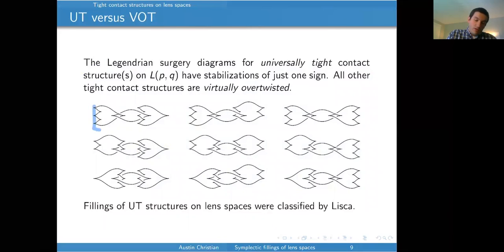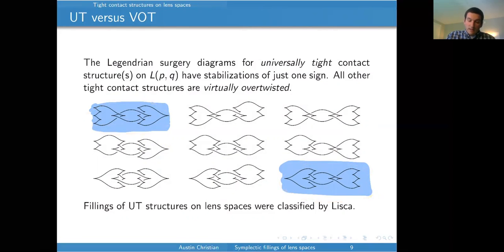Okay, so some of these are universally tight. So the first and last here, where all of the stabilizations in our diagram across all knots all have the same sign. So in this first picture, they're all positive, and in this last picture, they're all negative. So these are the universally tight contact structures. One of them is the standard contact structure. I probably don't even want to decide which one it is right now, because up to maybe an orientation reversing diffeomorphism, it doesn't matter. So these universally tight structures, they are the manifolds whose fillings were classified by Lisca.